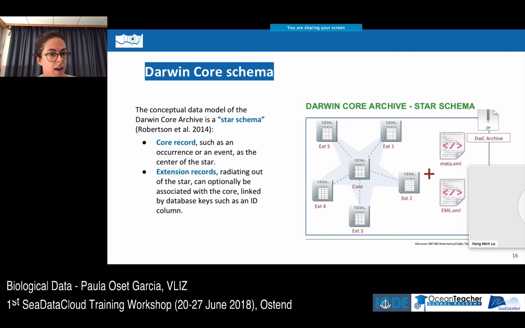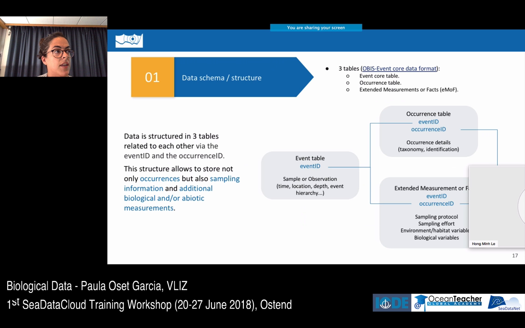As I say, the Darwin Core is a very flexible schema. Normally, there is a star or core table in the center. In the case of OBIS biology, this is the event core table. And then there are extension records. In this case, we have two extensions, which I mentioned: the occurrence and the extended measurements or facts. So what we're going to put in the event table is everything related to the sample: the date, the depth, the coordinates, and so on.